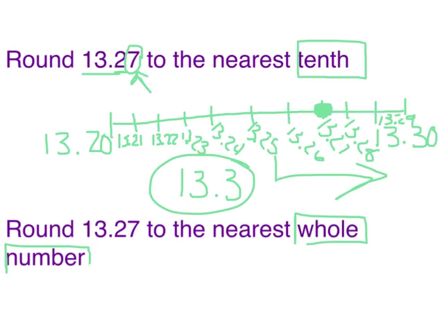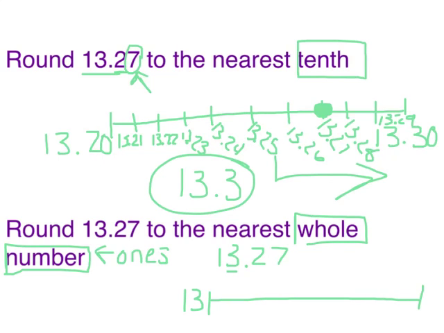I'm going to put a box around whole number, and I'm going to remind myself whole number means the ones place, the first whole number place value. So first, I'm going to look at my number. Which digit is in the ones place? The 3. So I need to find which two ones this number is between. I'm not going to do 10 and 20. That's the tens place. It's between 13 and 14.